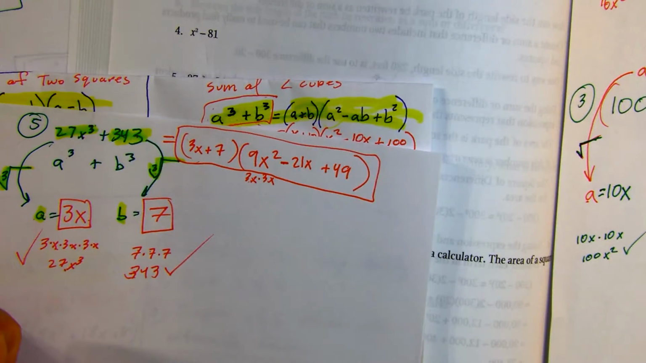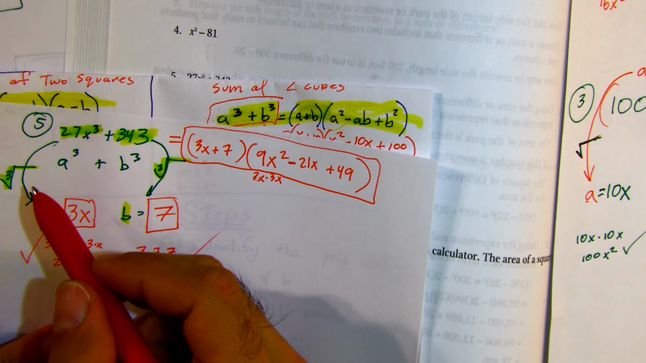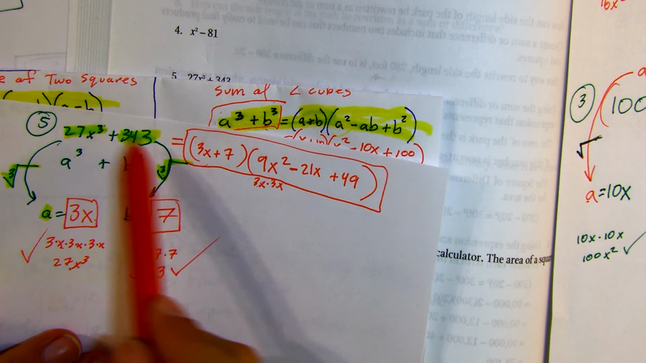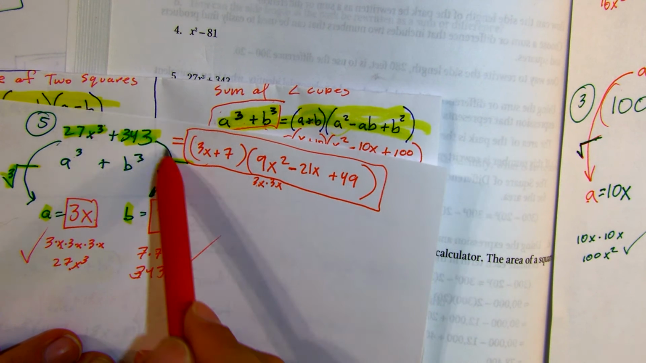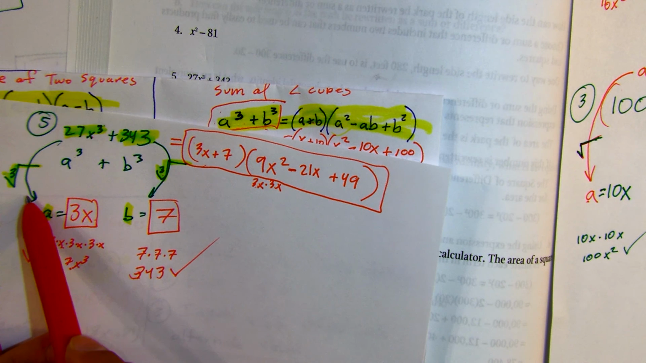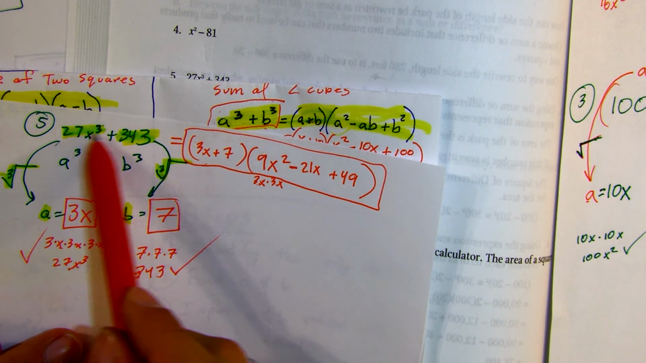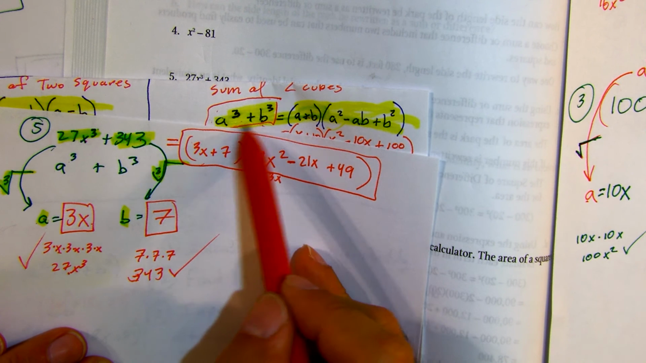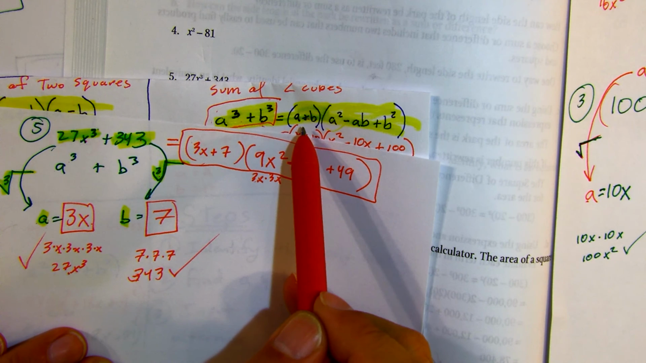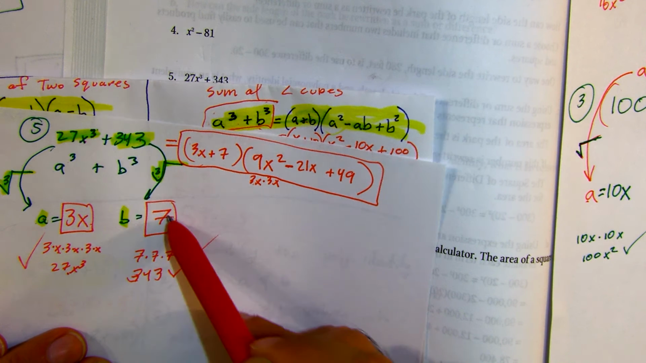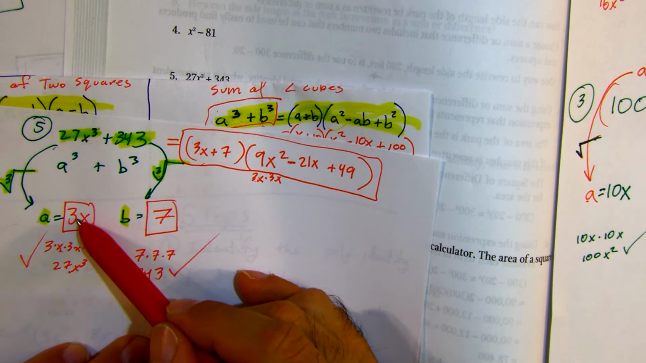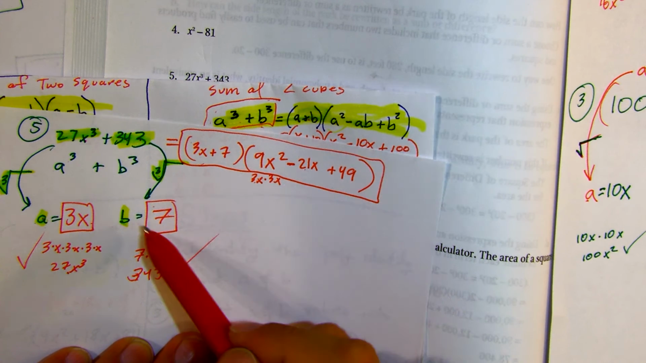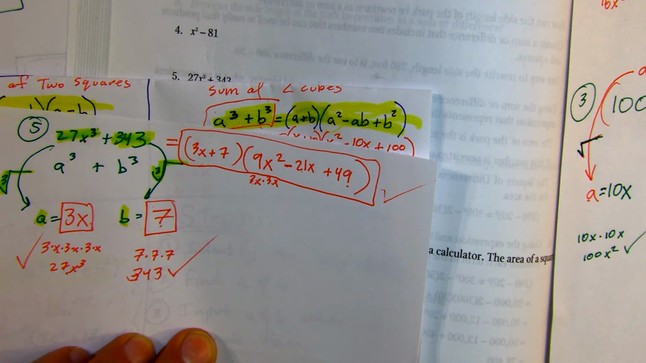So what did we do? We identified which of our 3 options, which one of our identities, we're using. We found A and B because it's cubed values, A cubed plus B cubed. We cube root it to find A and B. Then we just look at our identity. We started with this one because we were doing the sum of 2 cubes. And now we just had to do A plus B, then A squared, 3x squared. Minus A times B, multiply and make it negative. Plus B squared, take B, square it. Done.